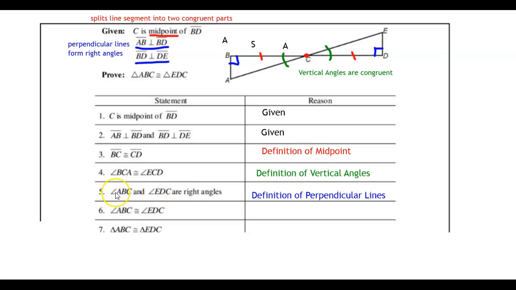Once I say that these two angles are right angles, then I'm able to say that they're congruent to each other. I first have to say that they are right angles, and then once I say they're right angles, I know that all right angles are 90 degrees. So I could write here all right angles are 90 degrees, but in keeping with my pattern here, I'm just going to say definition of right angles. And I'm essentially done. I know that triangle ABC and triangle EDC are congruent to each other, and the reason for that is angle, side, angle postulate.